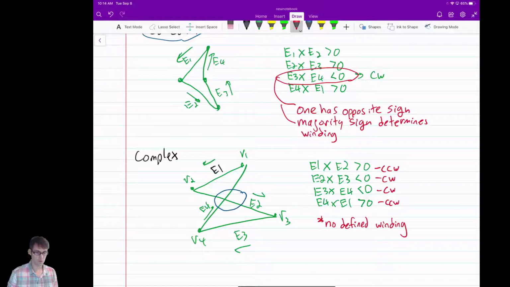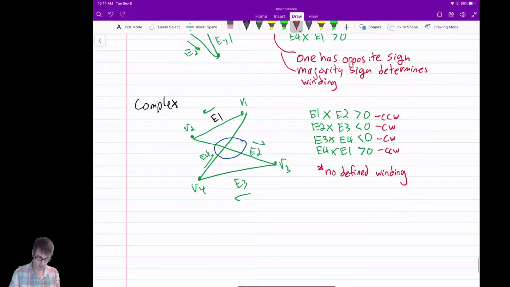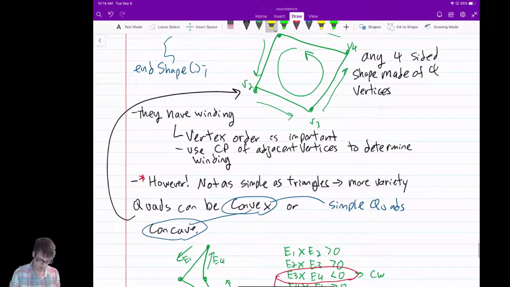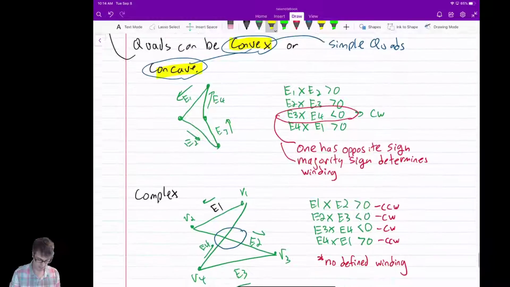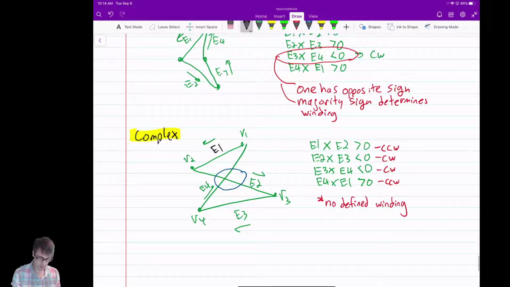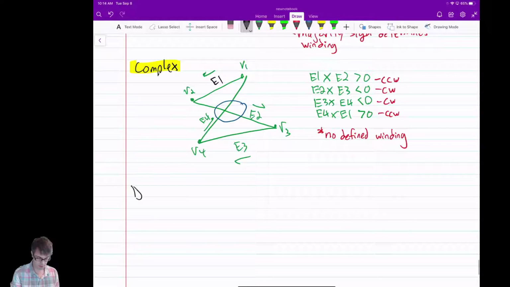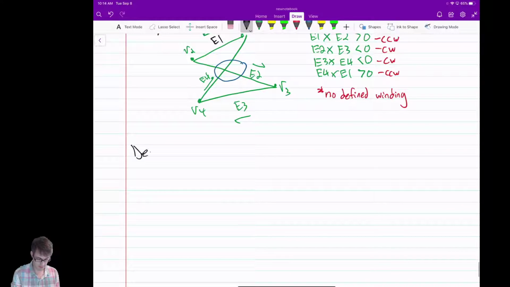So there's no defined winding for that one. We have another case. I should probably highlight these: convex, concave, complex. There's another case I want to talk about, just like with the triangles. We do have degenerates. We have degenerate ones, and that's where they're basically not a quadrilateral at all. And so I could imagine degenerates, you could see something like this, right?